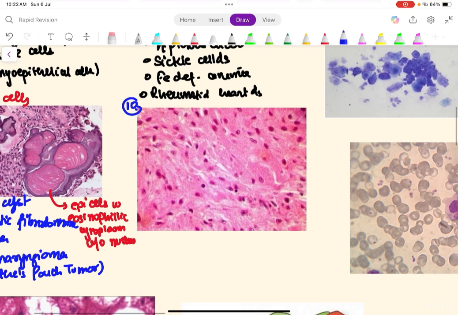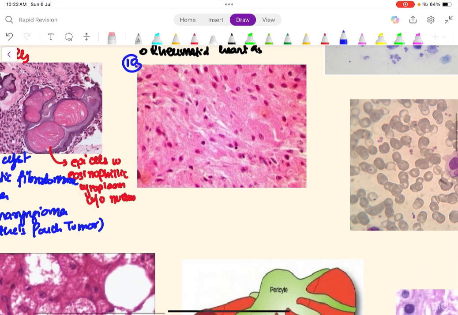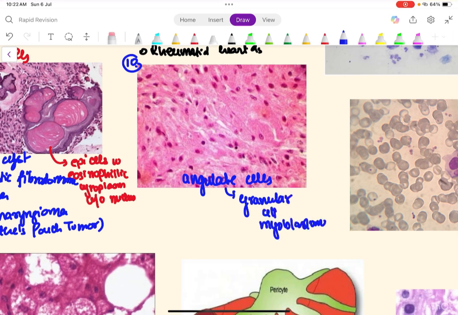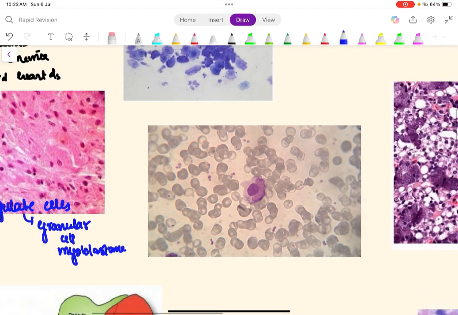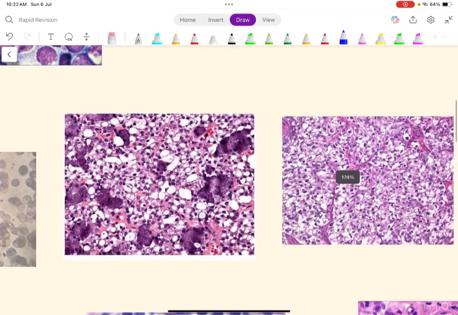Now these are basically nothing but angulate cells. Now these angulate cells are seen in myoblastoma. Just remember the name, no need to remember the picture, it's not that important for us. Okay, then coming on to the next picture, wait, first we'll do these ones.